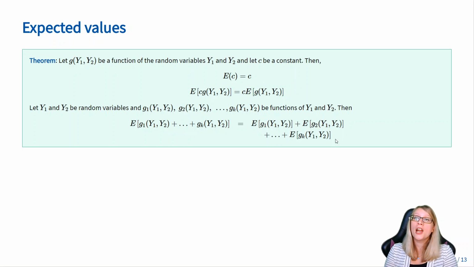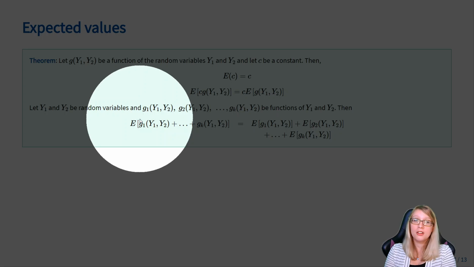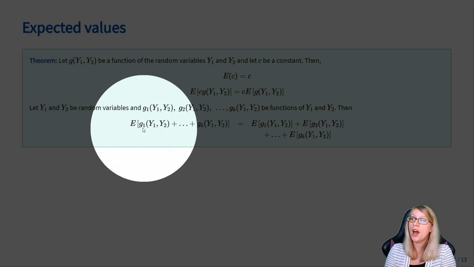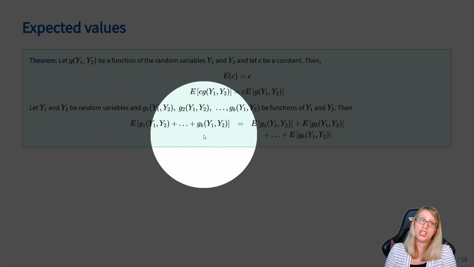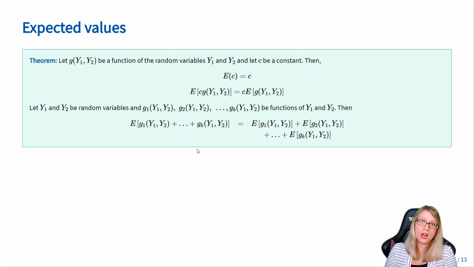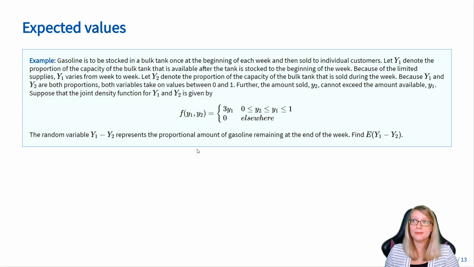Now, if these are additive functions, let's say we have functions g1, g2, all the way up through gk, that are simply being added together. So we'd like to find the expected value of g1 plus g2 plus g3 and so on. We can distribute expected values across addition. So we can say that we'll take the expected value of g1 plus the expected value of g2 and so on. So distribution across addition still works.